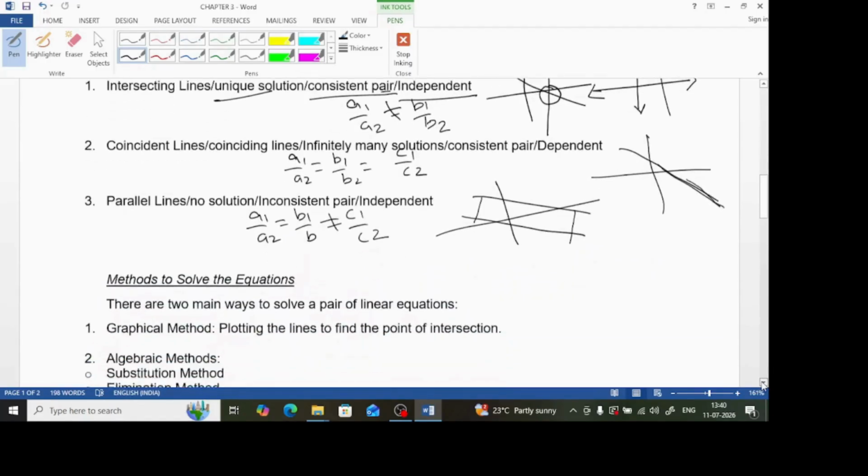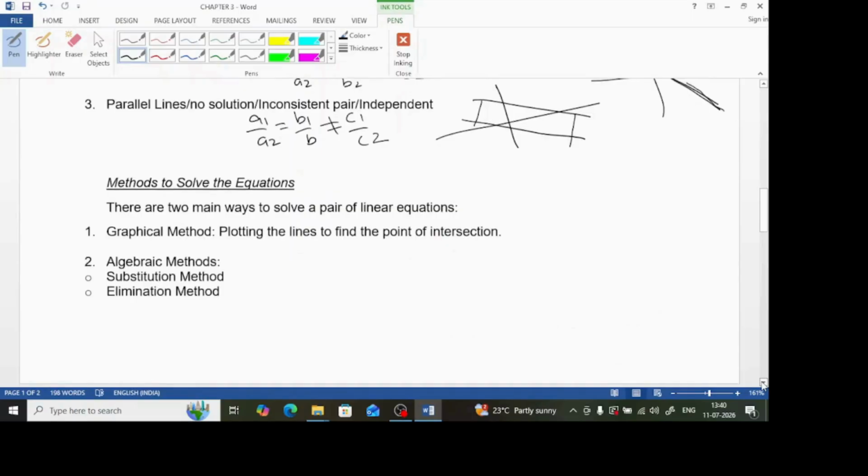There are methods to solve these equations. There are two main ways to solve a pair of linear equations. First is the graphical method, plotting the lines to find the point of intersection. Another method is the algebraic method. In this method also there are two methods: one is the substitution method, another is the elimination method. About these two methods we will learn at the time of solving the exercise.